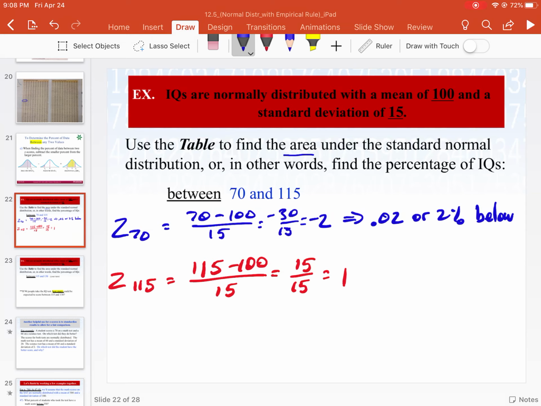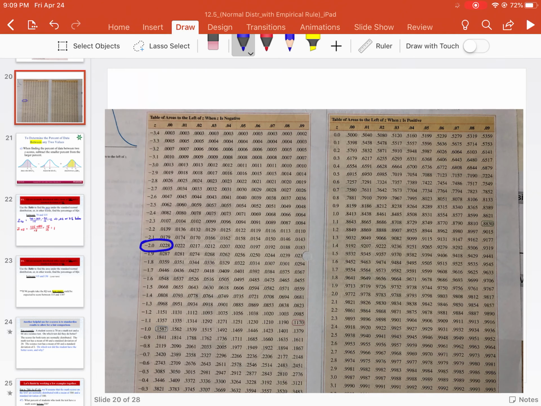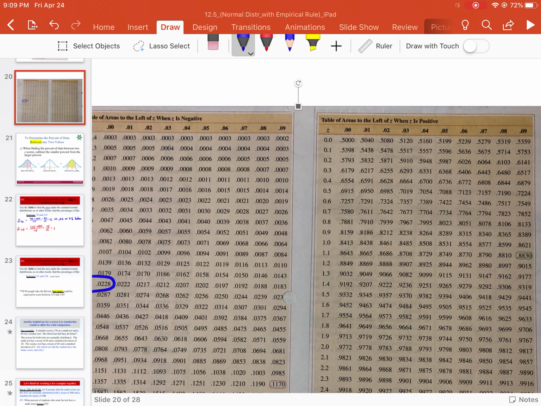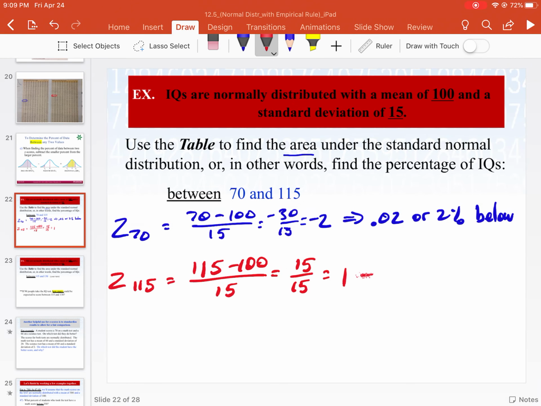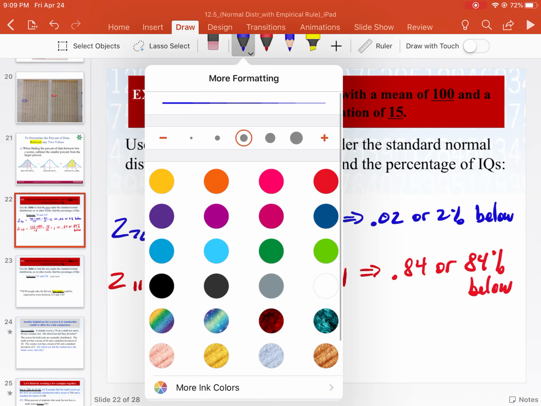the between. Okay, so 115 has a z-score of 1. Let's go look up 1.0. So 1.0 right here: 0.8413, 84%. Okay. 84%. All right. Now, let me show you a picture, and hopefully this will make really good sense.